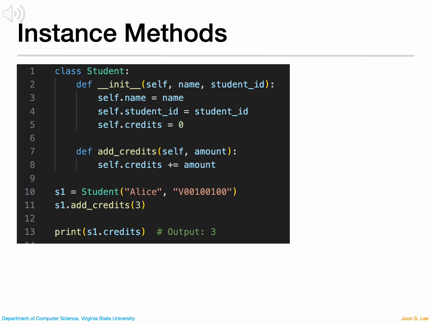Inside add_credits, we update self.credits by adding the given amount. This is important. The method is not changing a global variable. It's changing the state of one specific object. On line 10, we create a Student object named s1. On line 11, we call s1.add_credits(3). When this method runs, only s1.credits is updated. Finally, when we print s1.credits, we see the updated value, 3.